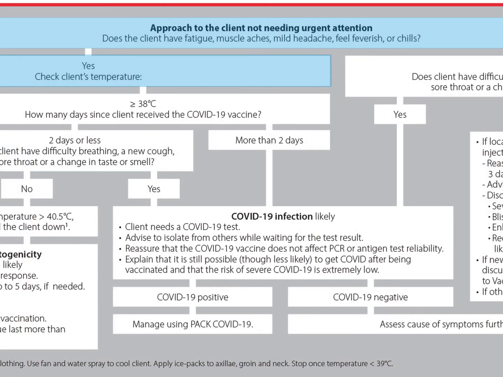Let's go back to the algorithm and follow the last pathway on the left-hand side of the page. If you find that a client has a temperature of 38 degrees or more and was vaccinated more than 2 days ago, then it's possible that he or she may have COVID and a COVID test is indicated. It would be necessary to advise the client to isolate while you're awaiting the result.